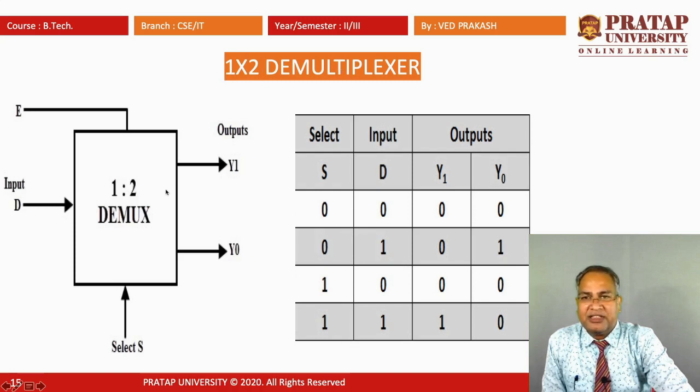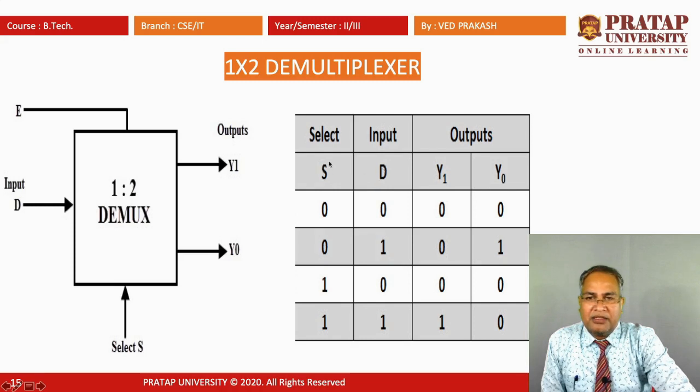It means one line is distributed to 2 output terminals, and basically the output terminal is controlled by the selecting line. Now here we take the inputs for the selecting line, and our input line is only a single one. D denotes the input line and S is the selection for distributing this input D line to the output terminals Y0 and Y1.